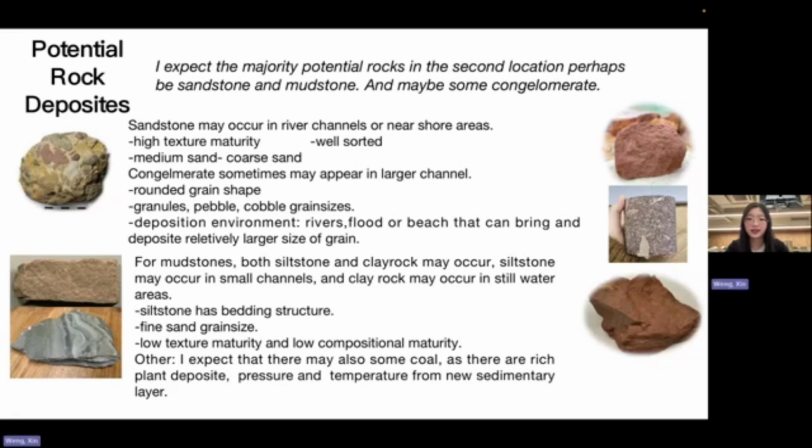In terms of other deposits, I expect that there may also be coal, as the rich plant deposits are under pressure and temperature from new sedimentary layers here.